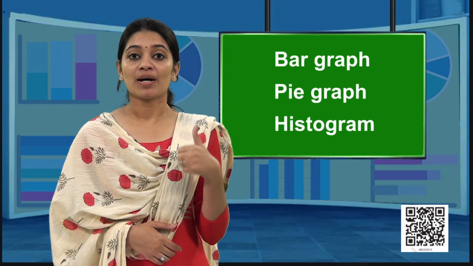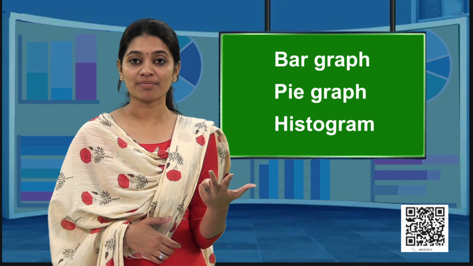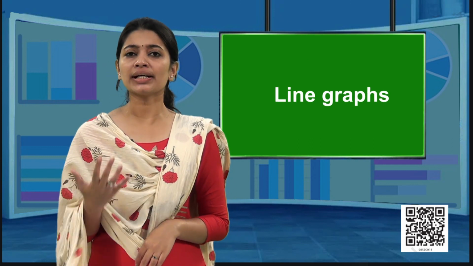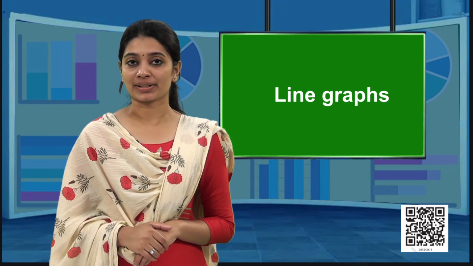Now, let us recall what are the things we have learned today. We have learned different types of graphs. What are those? Bar graph, pie graph, histogram, and its examples. And we also learnt what are line graphs and its examples. We will continue our discussion on linear graphs and its applications in the next class.